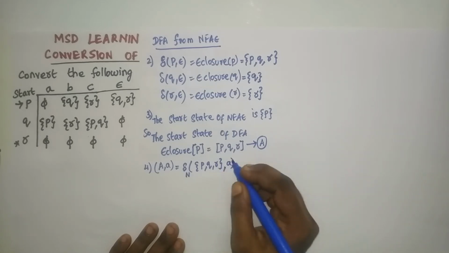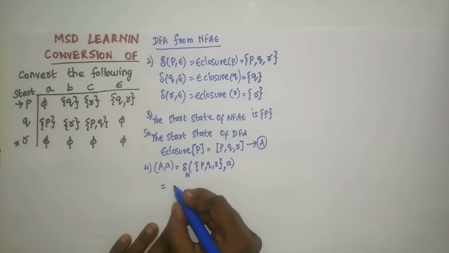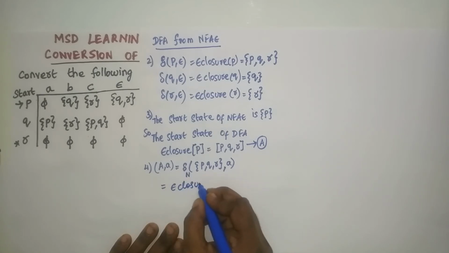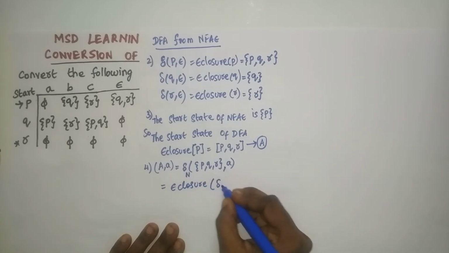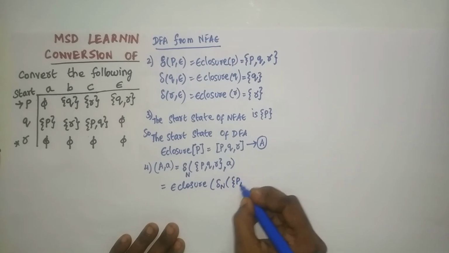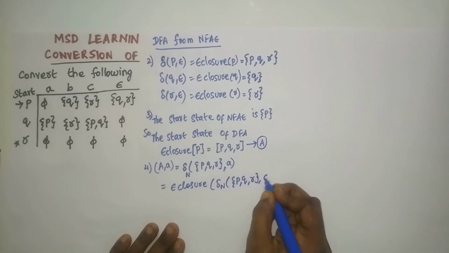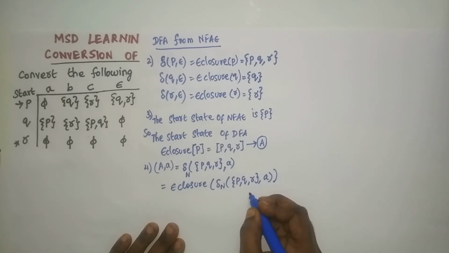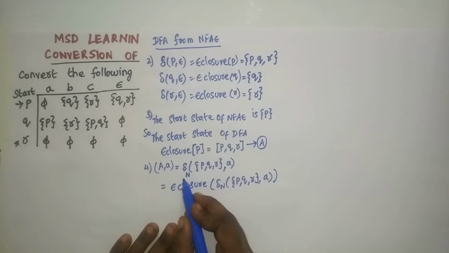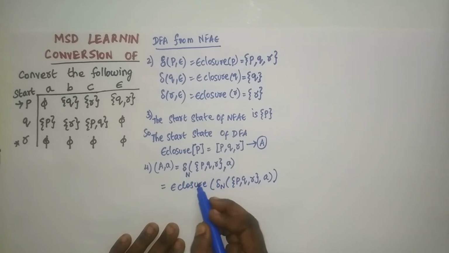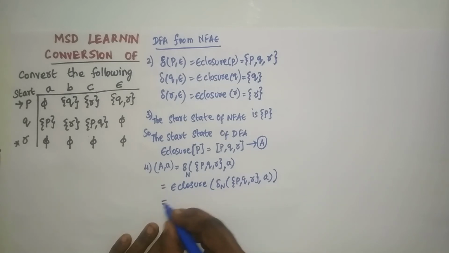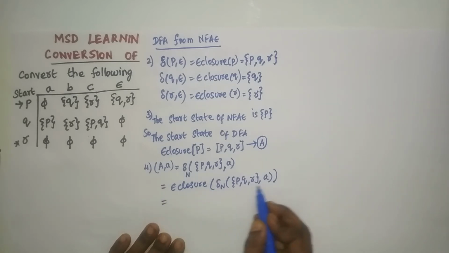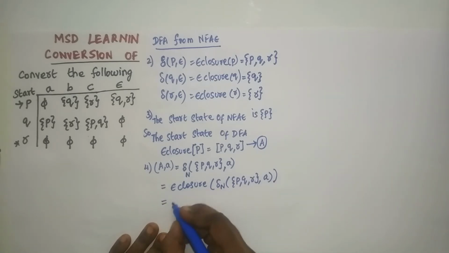And this has to be split and written as epsilon closure of delta N of P, comma Q, comma R, comma A. This is the splitting of the transition. We have to just apply the epsilon closure for this transition. Then only can we eliminate the epsilon transitions also. So now let us directly find this transition, then apply the epsilon closure at the last.